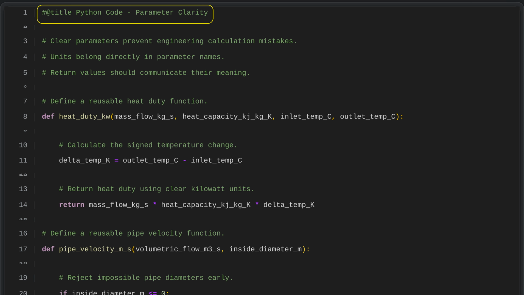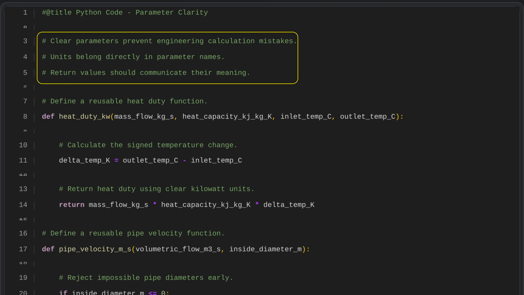Python code. Parameter clarity. Clear parameter names help prevent mistakes in engineering calculations. Include units directly in parameter names and make sure return values clearly describe what they represent.